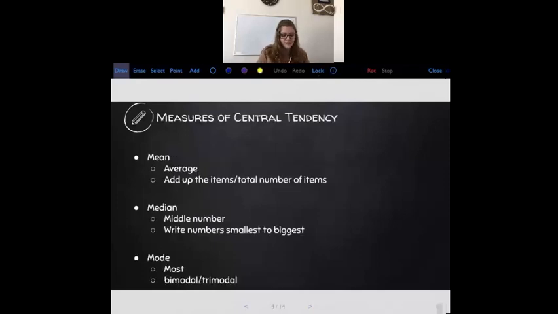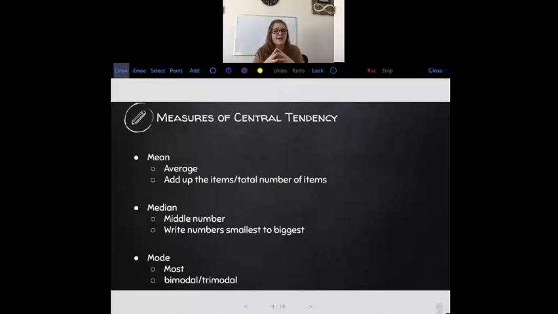Okay, so to get started, measures of central tendency. There's three that we're going to talk about in this class, and these typically describe the middle of the data set. First we have the mean, which is the average. To calculate the average, you add up all of the items and divide by how many items there are total in the data set. The median is the middle number, so right in the center.